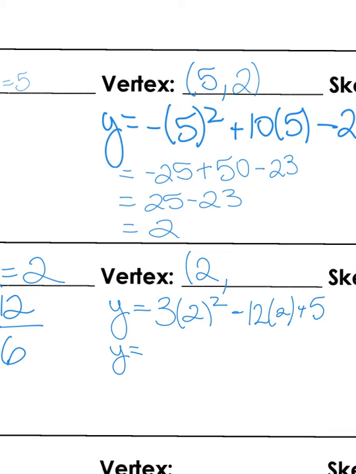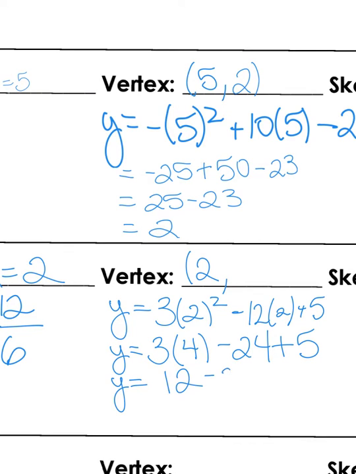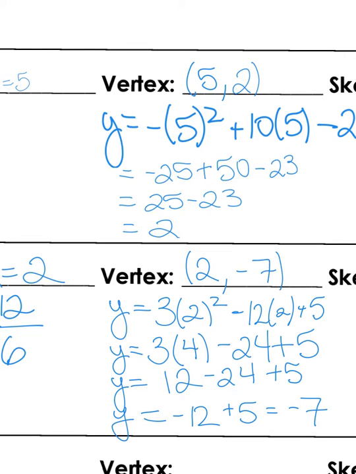All right, so let's go ahead and simplify. This is 3 times 2 squared, which is 4, minus 24, and then, sorry for my messy handwriting, guys, plus 5. So I've got 12 minus 24 plus 5. I'm running out of space. 12 minus 24 gives me a negative 12. Plus 5 simplifies to negative 7. So my vertex is (-2, -7).